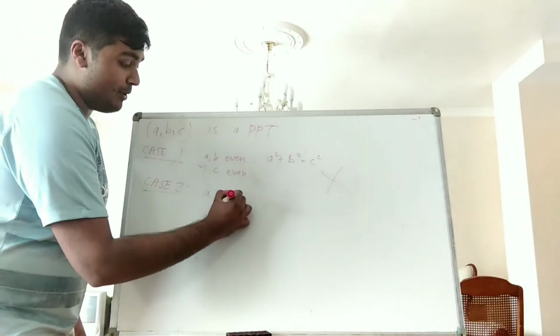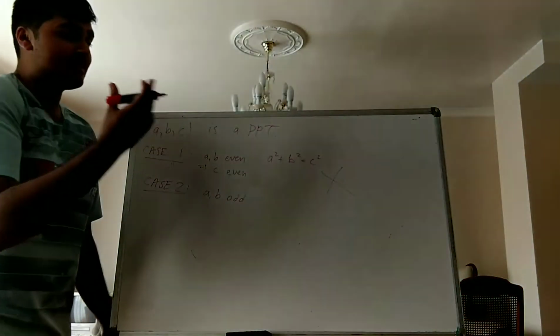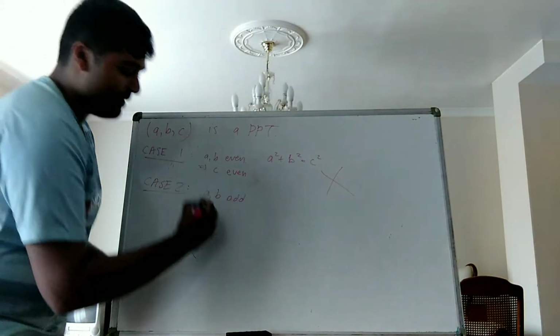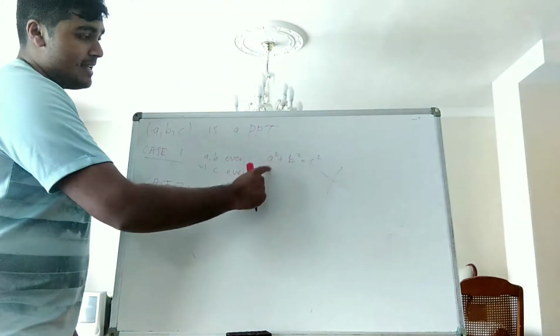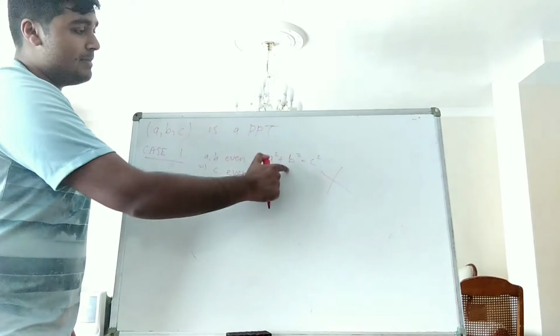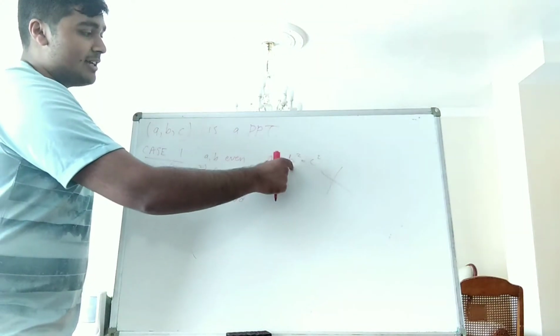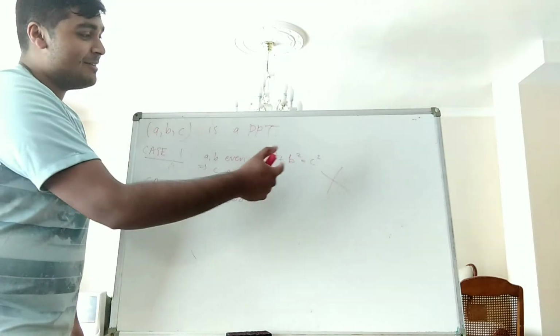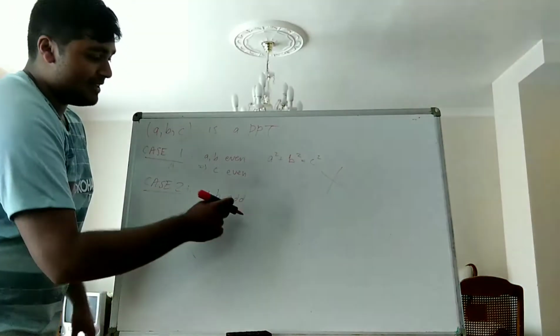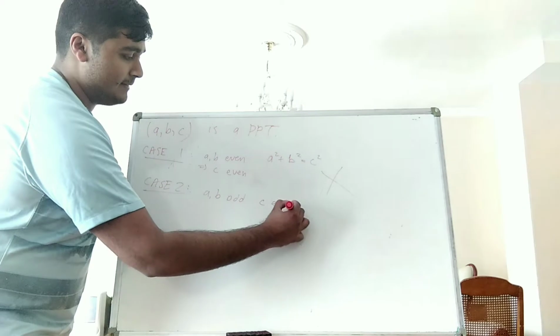A, B, both odd. Now this doesn't work either, and I'm going to prove that. If A and B are odd, then because they satisfy A squared plus B squared equals C squared, well, A is odd, so A squared is odd. B is odd, so B squared is odd. So odd plus odd is even. So C squared is even, but then that means C is even. So A and B are odd and C is even.